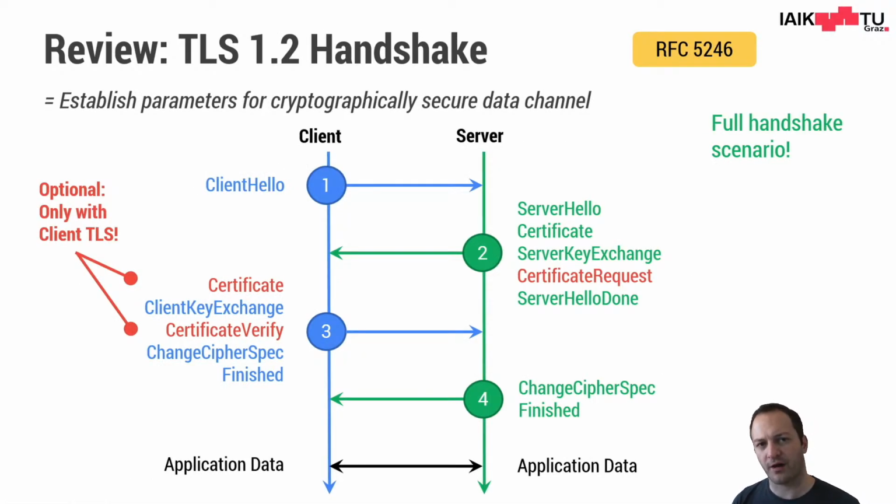Last week we also had a look at the handshake. On the slide you see the full handshake scenario for TLS 1.2, and you see that some of these steps were optional in case client TLS was used. So at least some of these parts are individual, depending on what cipher suite is used.